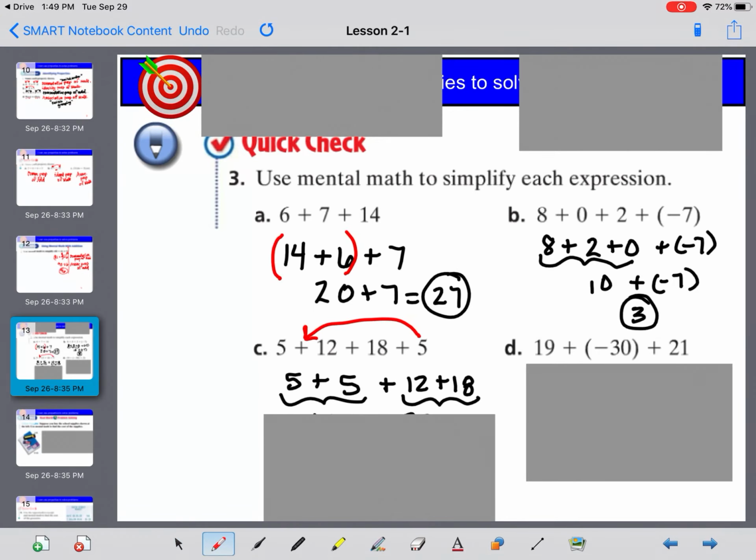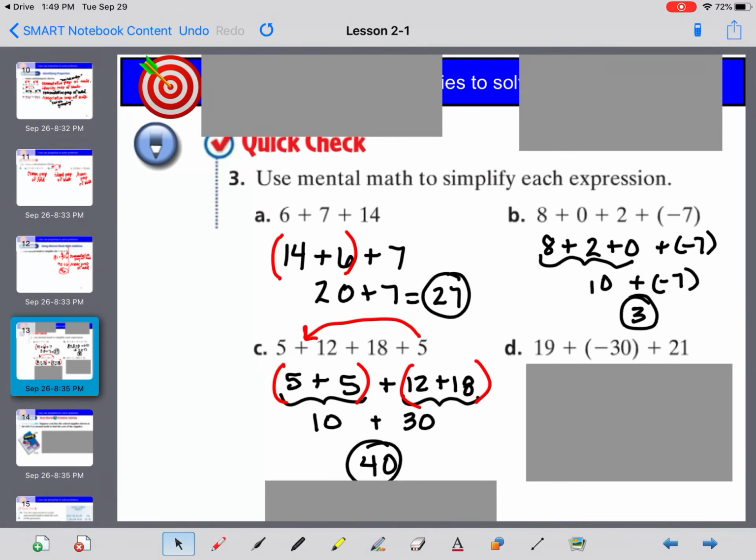And then I end up with 12 plus 8. So I want to group these together. And so that would be the grouping part, the associative property. And I get 10 plus 30, which equals 40, making it much easier to do the math in my head.